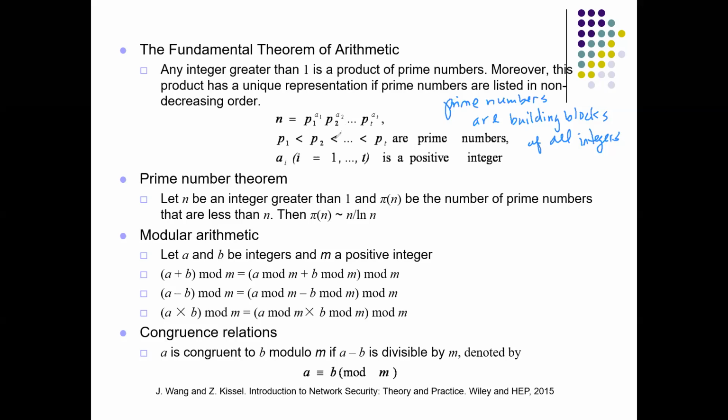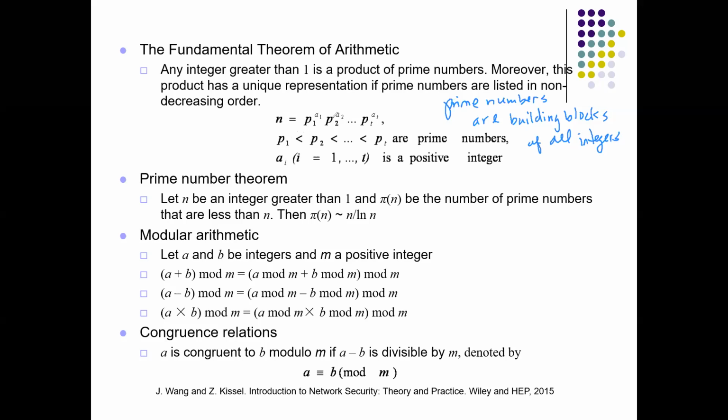That's the first part. The second part is if you list prime numbers in increasing order. So this is strictly increasing order. So if n has a prime P1, maybe 2 occurrences of P1, then it would be P1 squared, right? So this alpha 1 is the exponent for that particular prime number, and this alpha 1 is a positive integer. So if you write n in this way, it is unique.